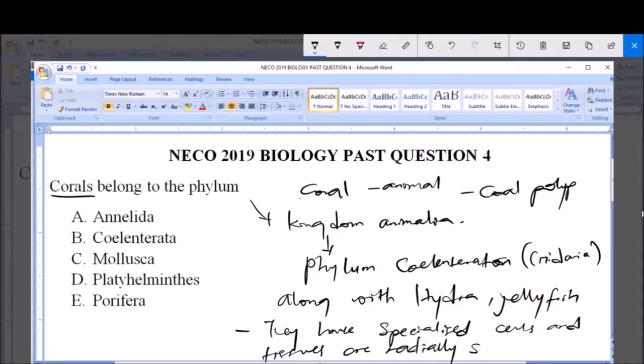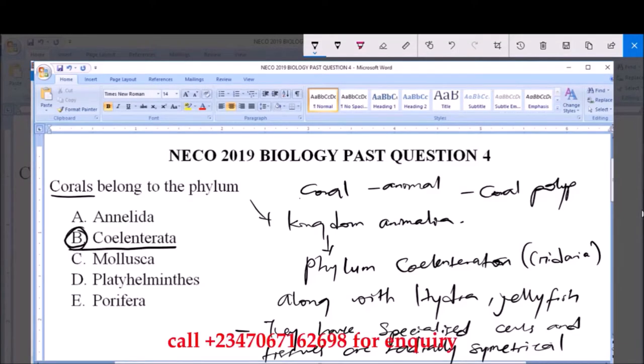That means they can be divided into two equal halves from any plane. So corals belong to the phylum Coleopterata, and that is option B, along with Hydra, jellyfish, and sea anemones. So the answer is option B, Coleopterata.